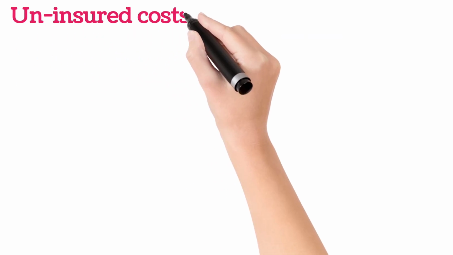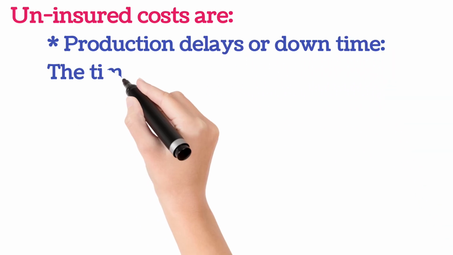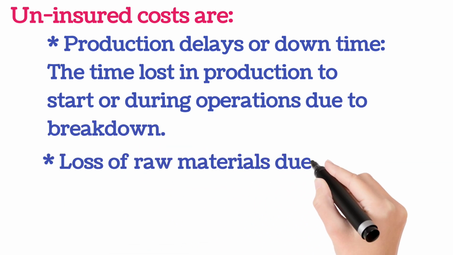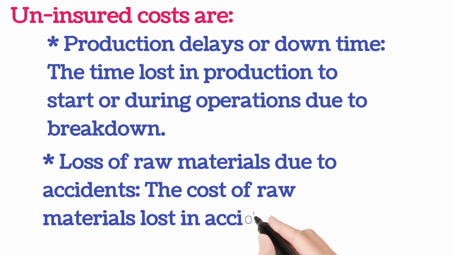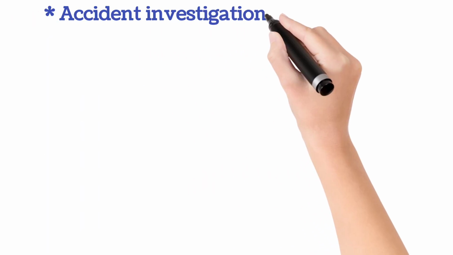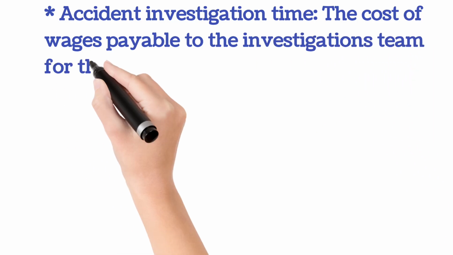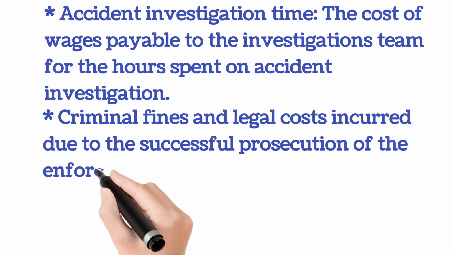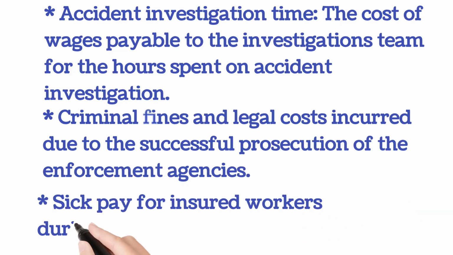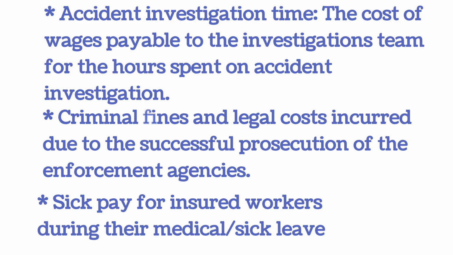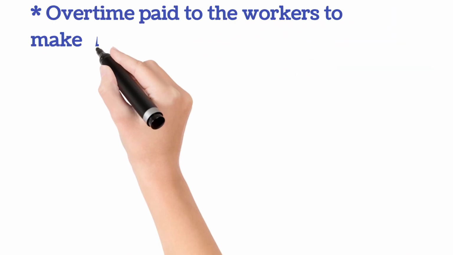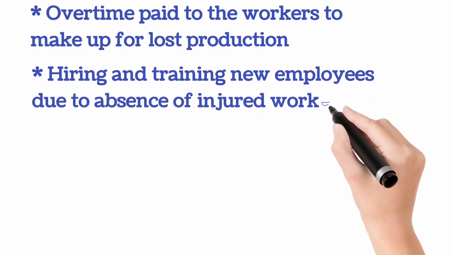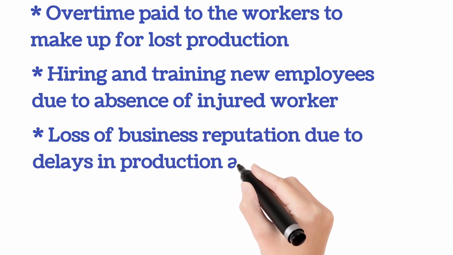Uninsured costs are production delays or downtime, the time lost in production to start or during operations due to breakdown, loss of raw materials due to accidents, accident investigation time, the cost of wages payable to the investigation team for the hours spent on accident investigation, criminal fines and legal costs incurred due to successful prosecution by the enforcement agencies, sick pay for uninsured workers during their medical sick leave, overtime paid to workers to make up for lost production, hiring and training new employees due to the absence of the injured worker, and loss of business reputation due to delays in production and fulfilling orders.